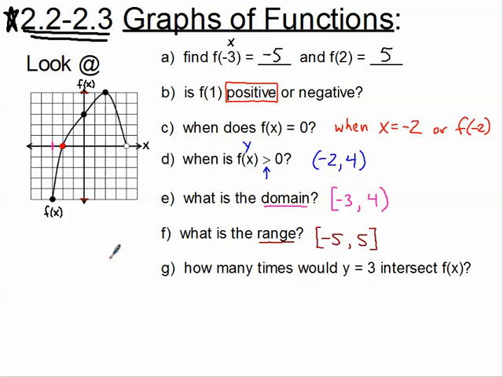Okay, and then my final question about this graph: how many times would y equals 3 intersect f of x? Y equals 3 is a horizontal line, and it would be this blue line right here, if I dotted that in. How many times does y equals 3 intersect our function? Well, obviously it happens twice. That's it. So we can tell a lot about this graph, so we spent some time on this page.